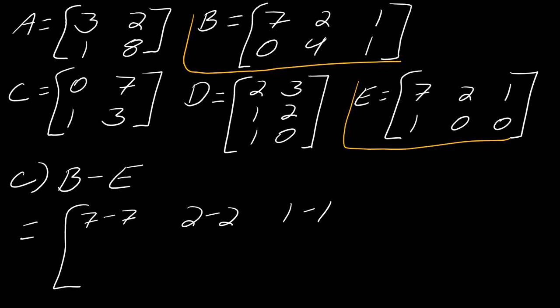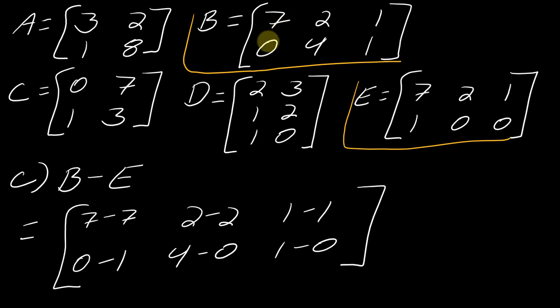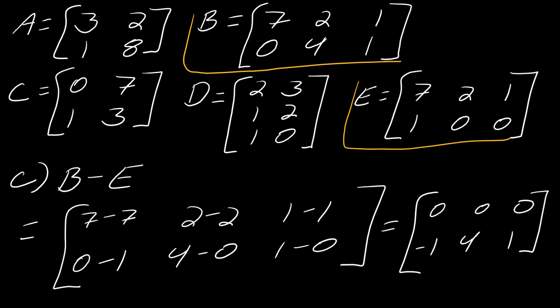So that's the top row. And then in the bottom row, I'll have 0 minus 1, 4 minus 0, and 1 minus 0. And that's taking each element in here and then subtracting each element in here. And so then it's really just, what's the end result? Well, I have 3 zeros on top, -1, 4, and 1. And so that would be the result.